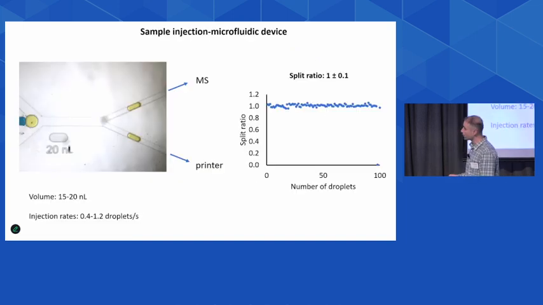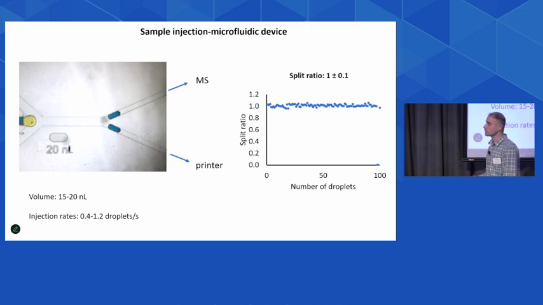And here you can see a robust operation of our system. We can process these droplets rapidly, and it will produce a symmetric splitting of these droplets across a range of reinjection rates from 0.4 to 1.2 droplets per second. We've worked with 15 to 20 nanoliter droplets, and the system is pretty robust for a statistically significant number of droplets, and can run unproblematically for large sessions.